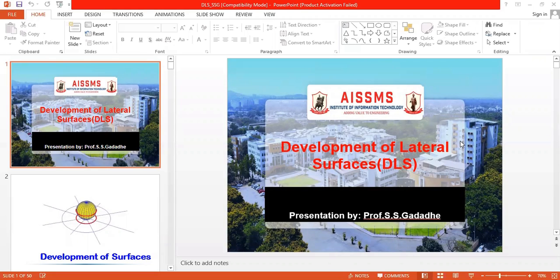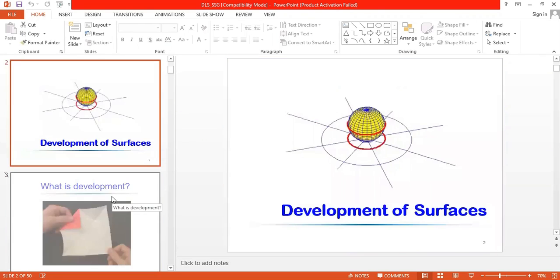Today we will discuss the development of the lateral surfaces. In this, we will discuss the solids. If we open up the solids, then how will the surfaces of the solid look? That means the lateral surfaces. If we see this solid, there is the surface. If we open this surface, what will it look like?